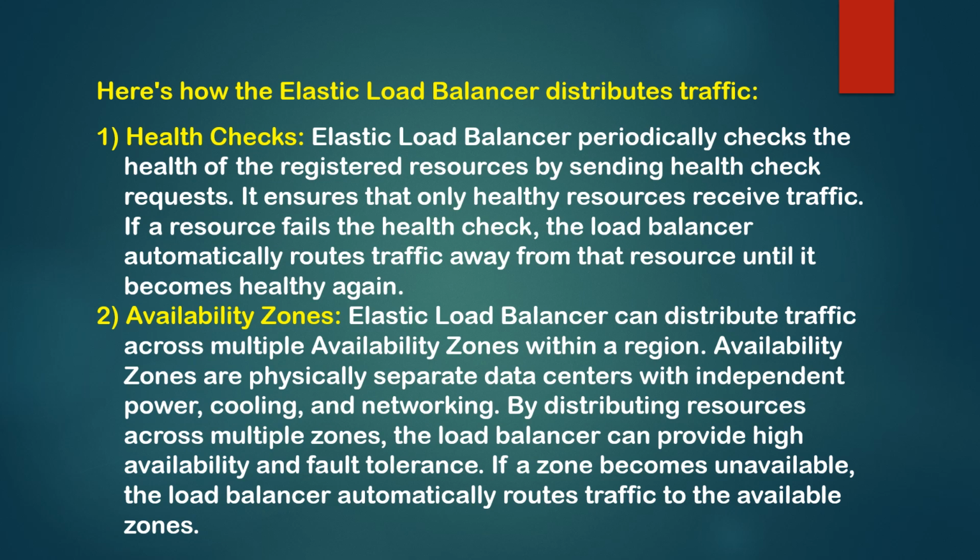Number 2. Availability zones. Elastic Load Balancer can distribute traffic across multiple availability zones within a region. Availability zones are physically separate data centers with independent power, cooling, and networking. By distributing resources across multiple zones, the load balancer can provide high availability and fault tolerance. If a zone becomes unavailable, the load balancer automatically routes traffic to the available zone.